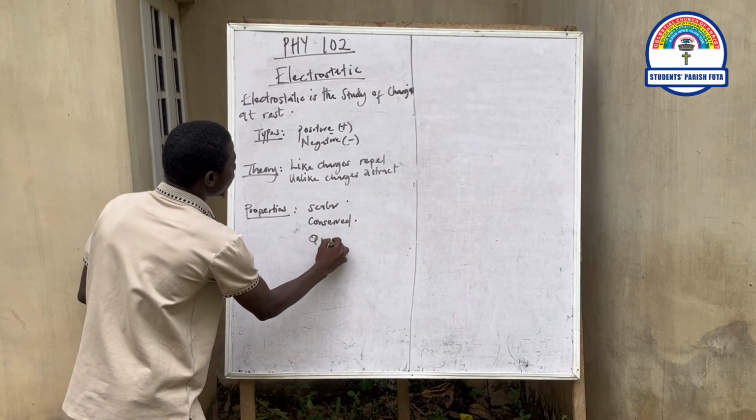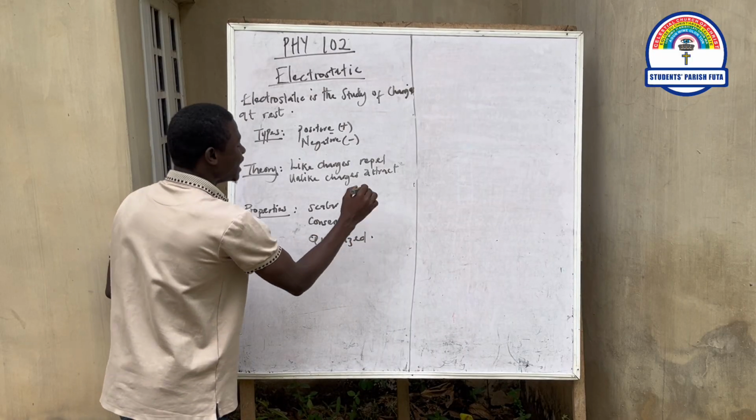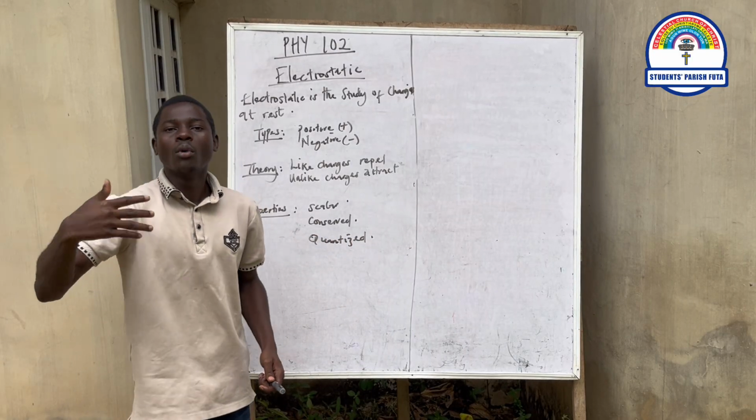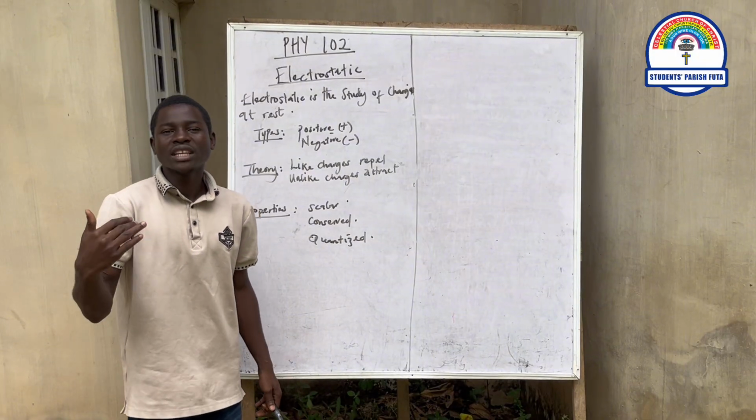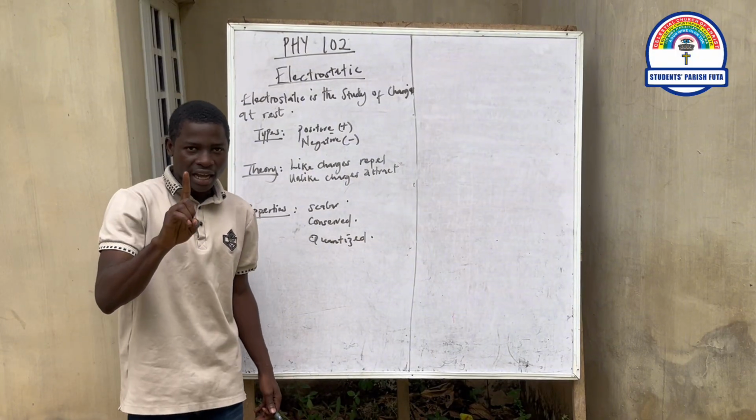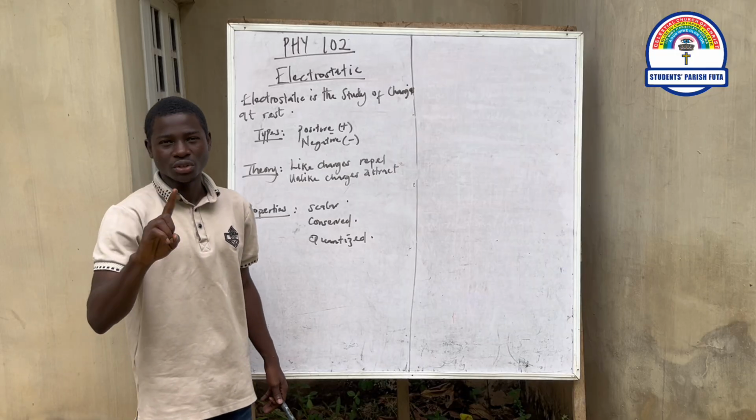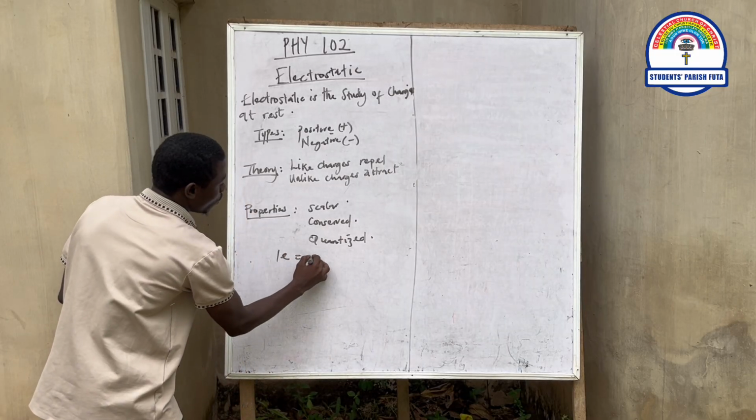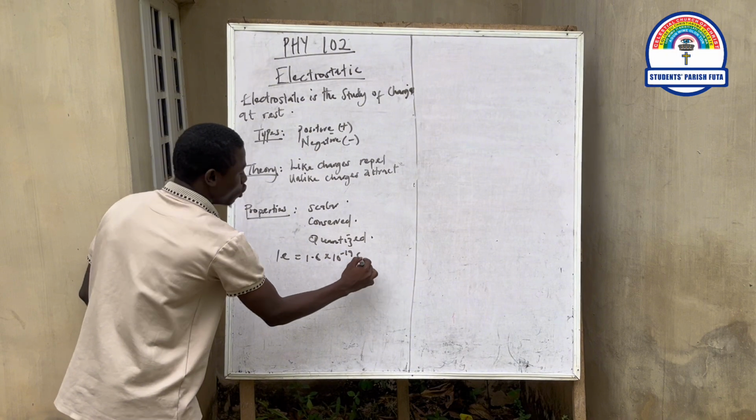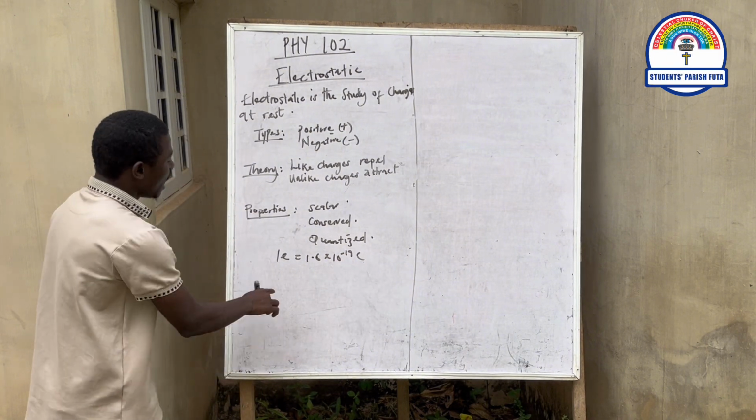Another is that it can be quantized. The word quantized means it is expressed in multiples. You can't have half of it. We don't have half of the charge. The unit of charge is the coulomb. So one electron has a charge of 1.6 times 10 to the power minus 19 coulomb. One electron, 1.6 times 10 to the power minus 19 coulomb. So every charge we have is a multiple of this.